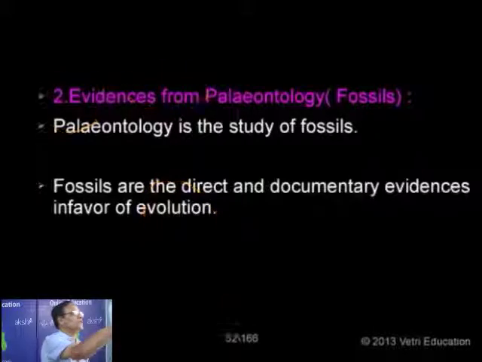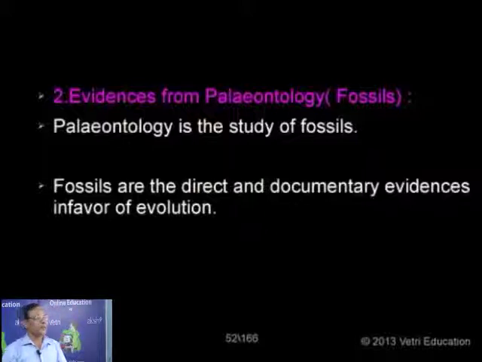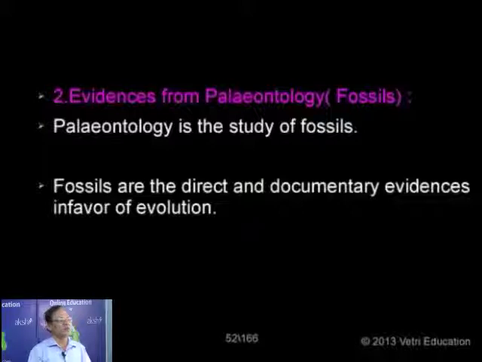Now, so far we studied the evidences from morphology and comparative anatomy in support of organic evolution. Now the second one, evidences from paleontology. The study of fossils is called paleontology. So what do we mean by fossils? Fossils are the remains of the past. Simply we can say fossils are the remains of past living organisms or preserved traces of living organisms. And among various evidences, fossils alone are considered the direct and documented evidences for evolution.